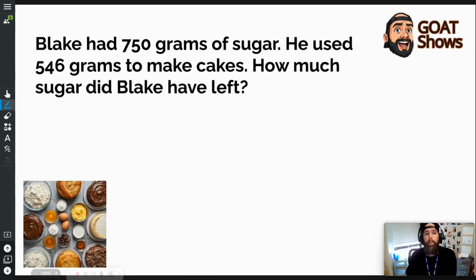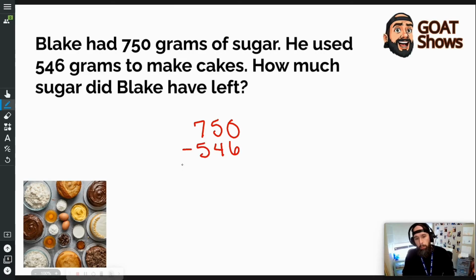All right. Blake had 750 grams of sugar. He used 546 grams to make cakes. How much sugar did Blake have left? So he starts out with 750. He used 546. How much does he have left? That means he's losing 546. So we're going to set up a subtraction problem.